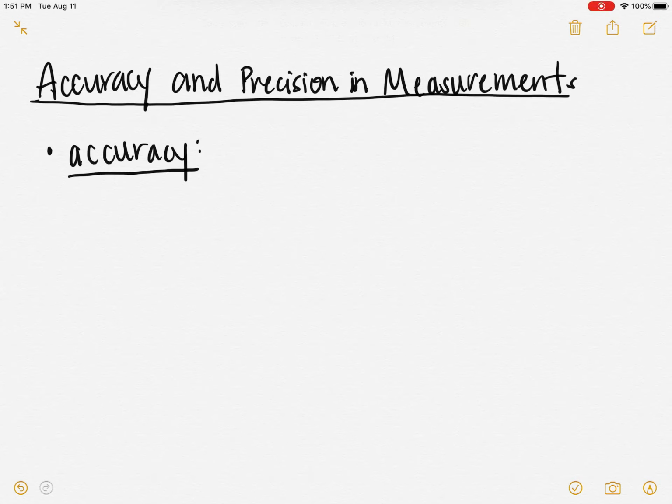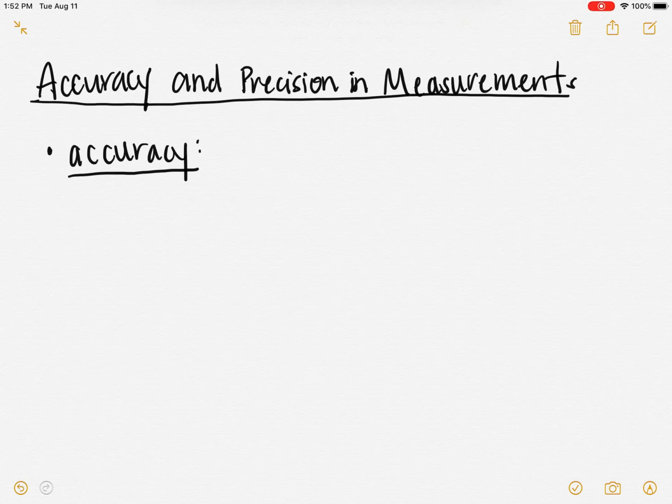Okay, this video is on accuracy and precision in measurements. We're going to be talking about the difference between accuracy and precision, even though they seem almost like synonyms. And then we're going to be talking about the idea of error in measurements and what that means and how we can calculate a few things associated with that.